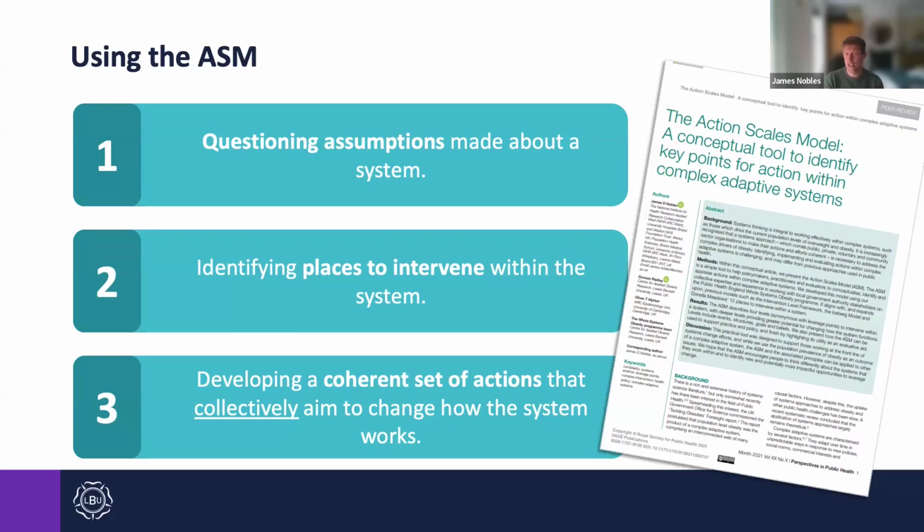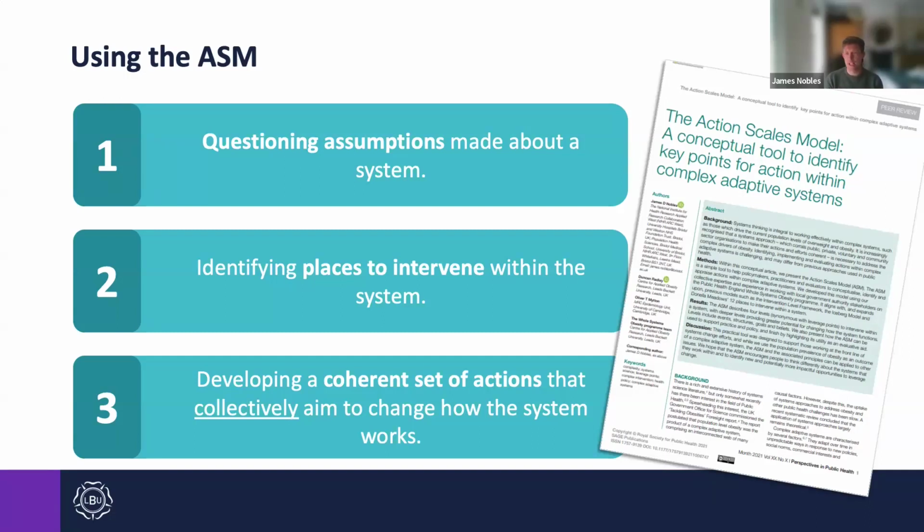You can then use it to identify places to intervene within the system. And then lastly, and I think probably most importantly, to develop a coherent set of actions that, as a collective, aim to change how that system works.